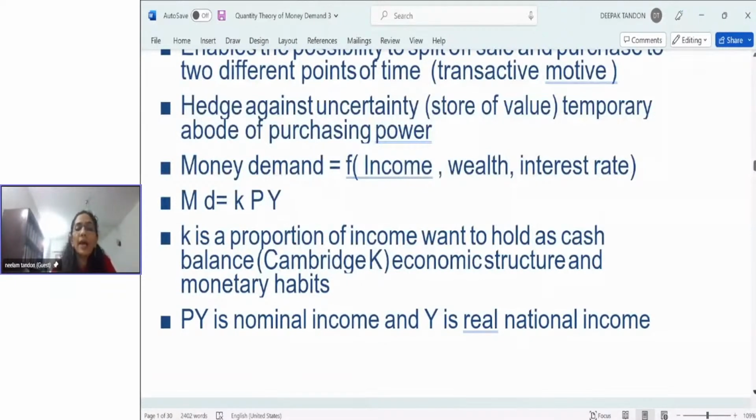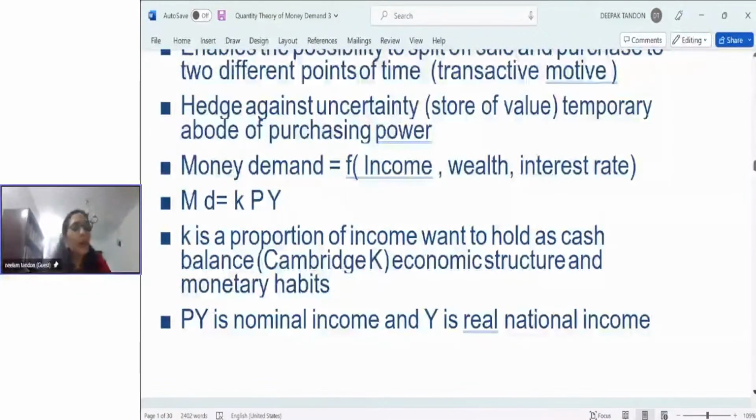If the K value is higher and higher, what is going to happen in the economy? Money demand in the economy will increase. That means it is a proportion of income which people want to keep as cash. And why do people want to keep cash? Because you want to use it for the transactive motive. Transactive motive is different from store of value.